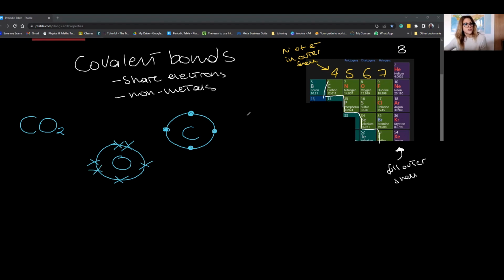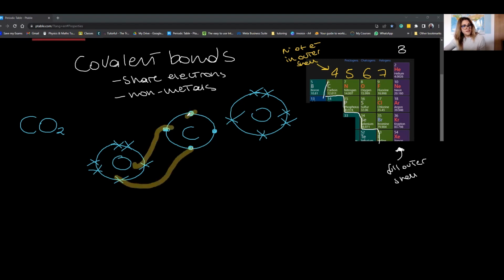But we have 2 oxygen, so let's draw another oxygen on this side. We have again 1, 2, 3, 4, 5, 6. So now we can check how they will join together. Look, 1 electron from carbon will join 1 electron of oxygen. So these will join, these will join. Same thing for the other carbon and oxygen.